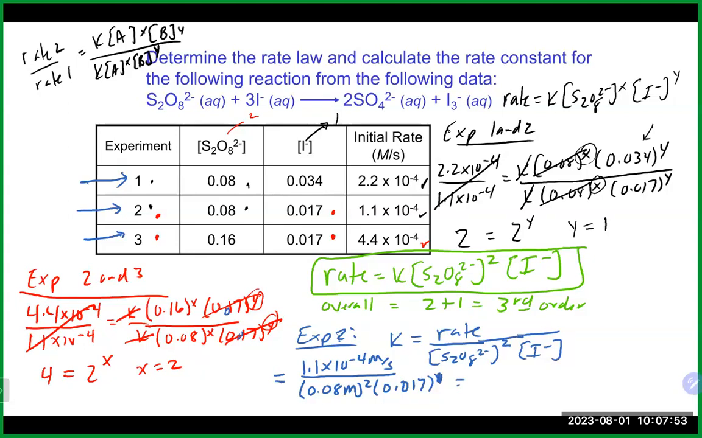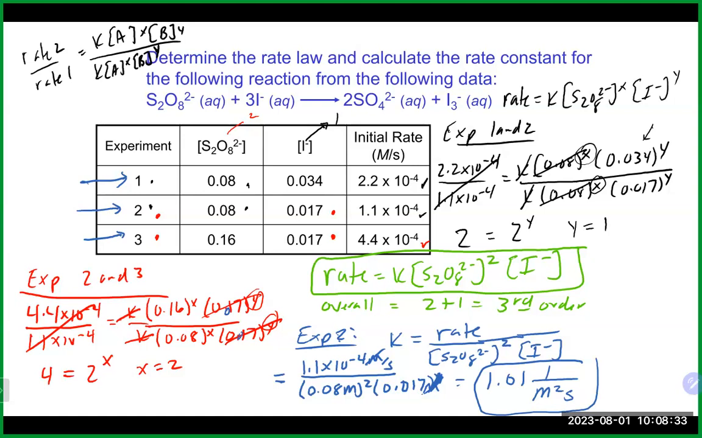So we'll put that in there, 1.1 times 10 to the minus 4 divided by 0.08 squared and divided by 0.017 to the first power gives us 1.01. Units here will actually be, because there's molarity there, molarity and molarity will cancel, and that will leave us 1 over molar squared seconds as the units. As you can see, those have different units than the second order one that we saw, and also the first order one has different units as well.